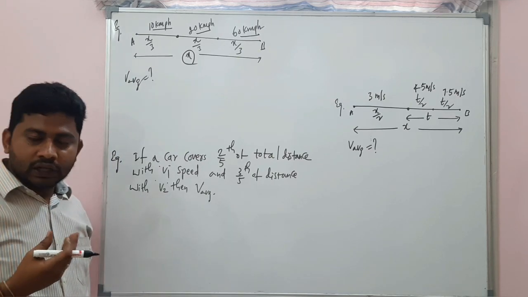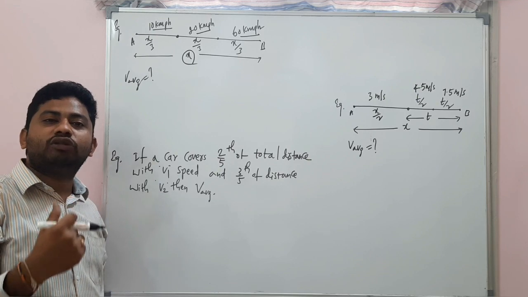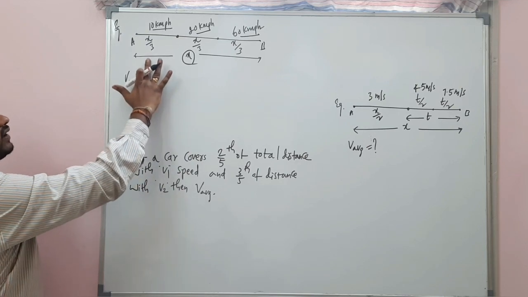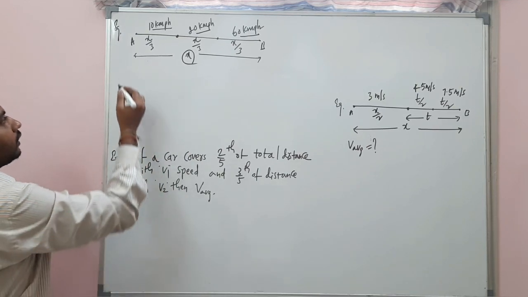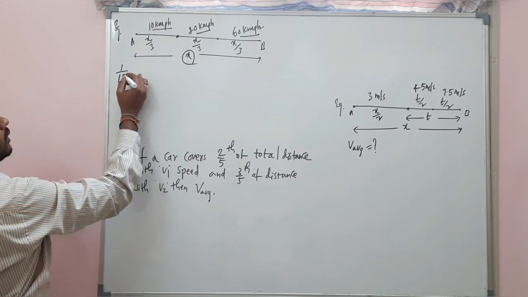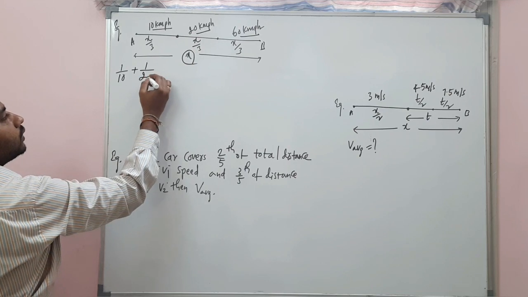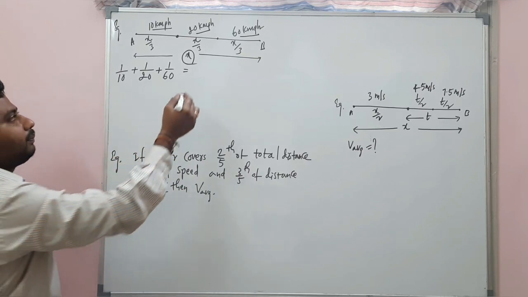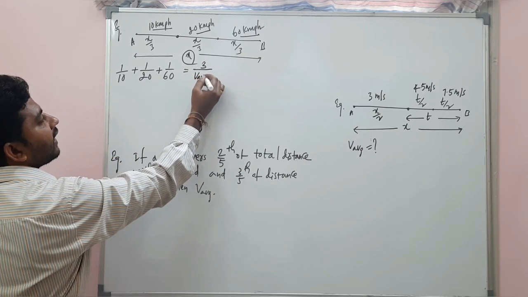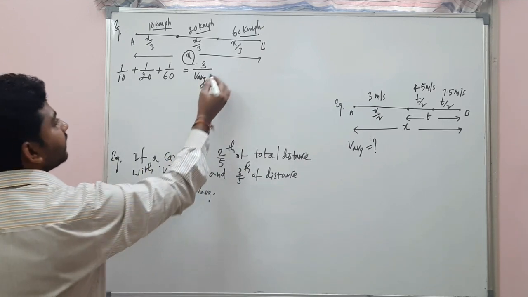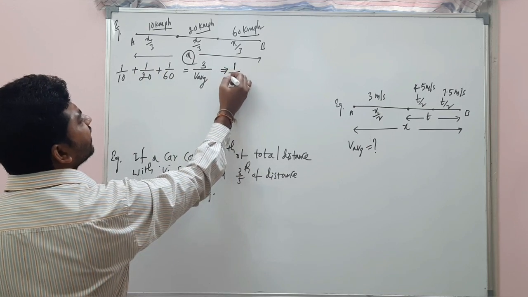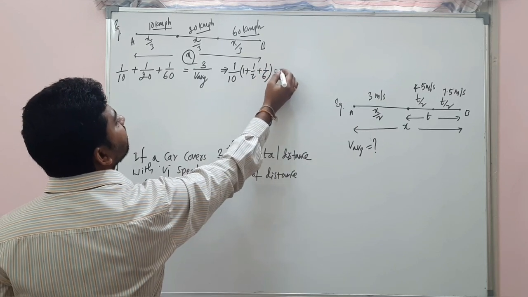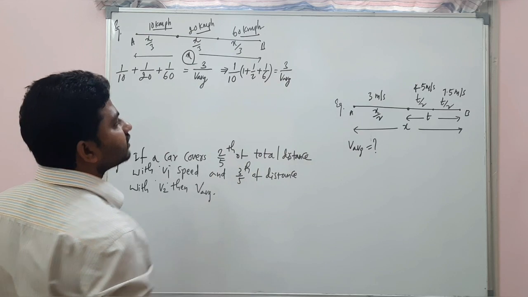You can carefully see here. The total distance is divided into how many equal parts? 3 equal parts. Okay. Then we need to find the average speed, and you have the formula 1 by V1 plus 1 by V2 plus 1 by V3, which is equal to the number of equal parts, 3, divided by average speed. So simple. Here you take 1 by 10 common. It is 1 plus 1 by 2 plus 1 by 6, which is equal to 3 by V average.